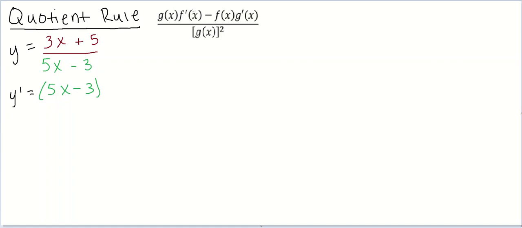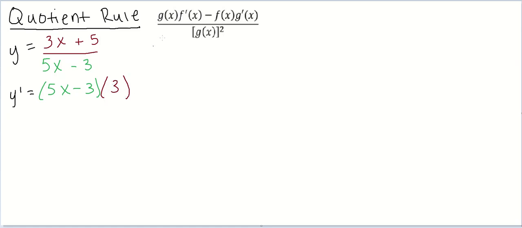And then this formula says multiply that by the derivative of the top function. And so our top function is this 3x plus 5. So what's the derivative of 3x plus 5? Well, the derivative of 5 is just 0 because it's a constant, and the derivative of 3x is just going to be 3. So the derivative of our top function is 3.